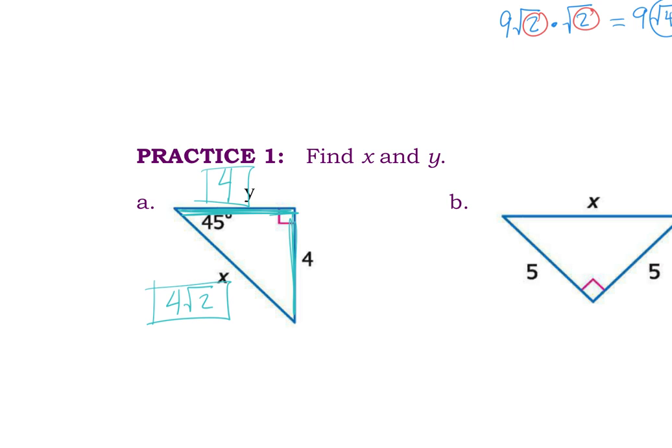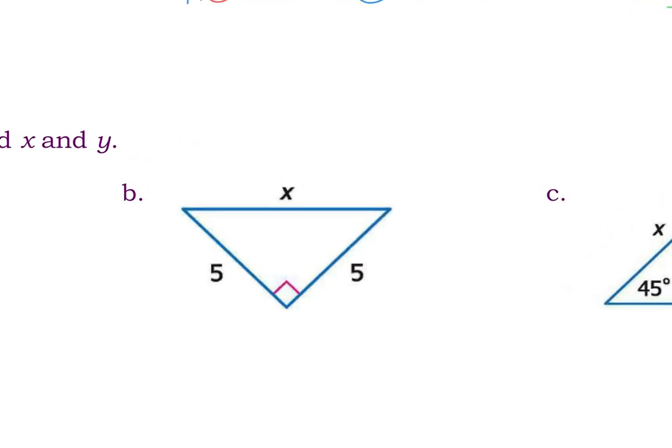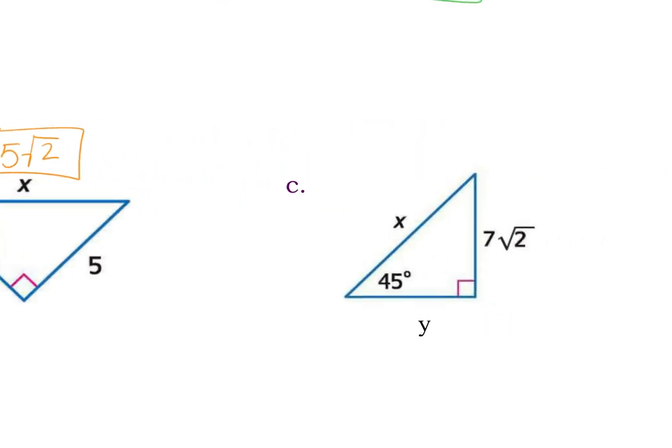Good job. For the next one, we only need to find the hypotenuse. They're already telling us both legs are 5. Cool. We know our hypotenuse is going to be 5 radical 2. And that's it. Not a whole lot of work needing to be shown for these ones because it's a shortcut.